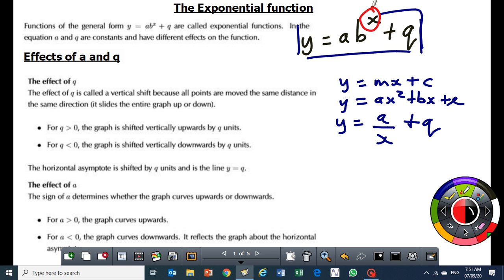The hyperbola has x as a denominator. The quadratic function has an exponent of x which is equal to 2. The straight line has an exponent of x which is equal to 1. So you must be able to differentiate between the four functions. Yes? So how come the quadratic function is not the same as what we did? Because we learned it in the form ax squared plus q.